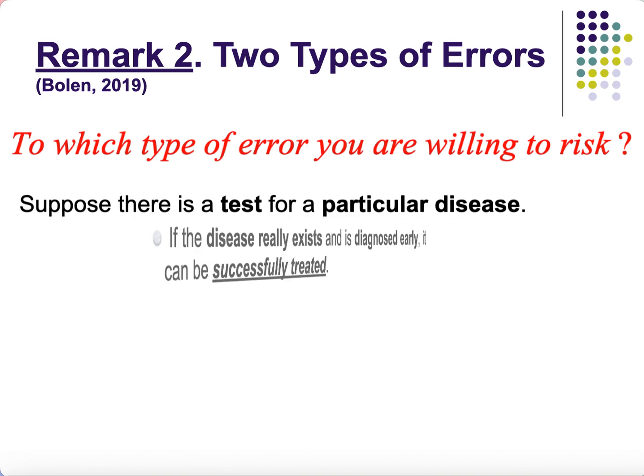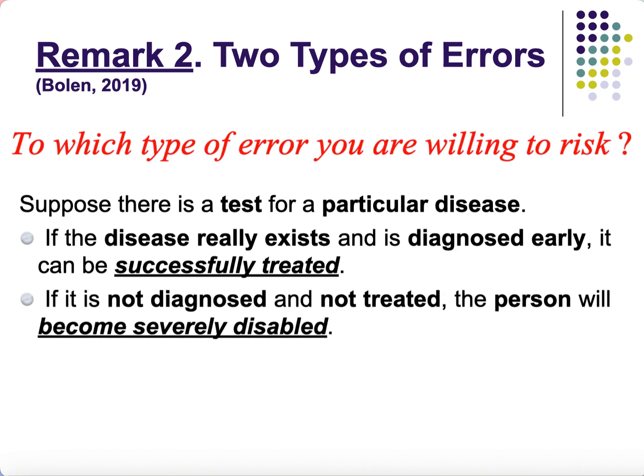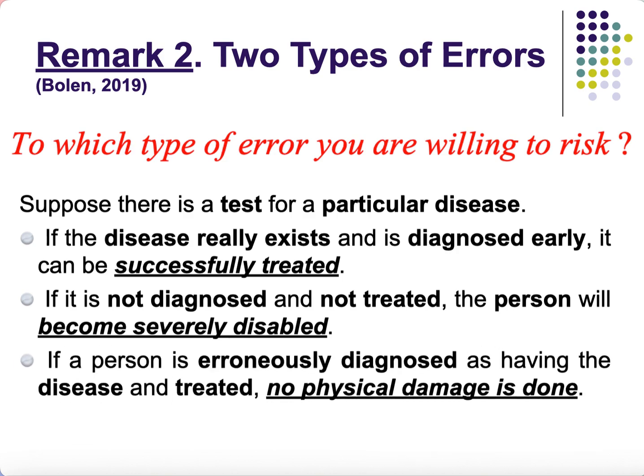So let me give you a scenario to give you a perspective of what error researchers and scientists are willing to risk. Suppose there's a test for a particular disease, and if the disease really exists and is diagnosed early, it can be successfully treated. If it is not diagnosed and not treated, the person will become severely disabled. If a person is erroneously diagnosed as having the disease and is treated, there will be no physical damage done. So I think it would be easy.